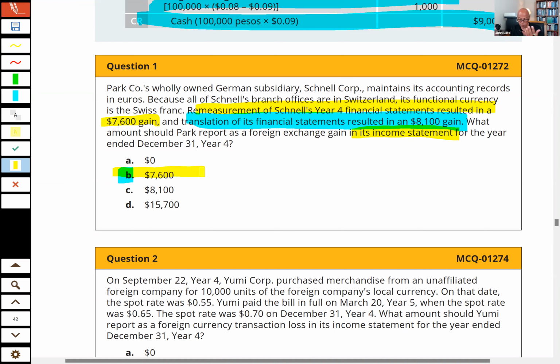In this case, we have a remeasurement gain shown on the German subsidiary's financial statements. And then we translate from the German subsidiary to Schnell's parent. That's going to be another comprehensive translation gain that's part of comprehensive income. So there is no combining them. So you could have almost turned this into a 50-50 just by remembering that they're reported in two different places.